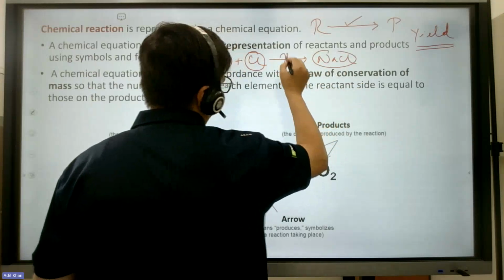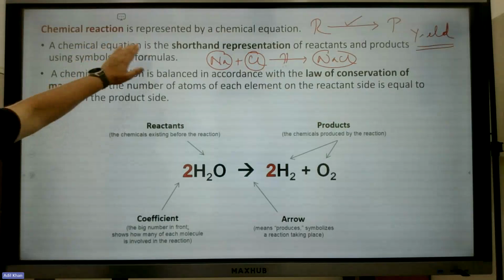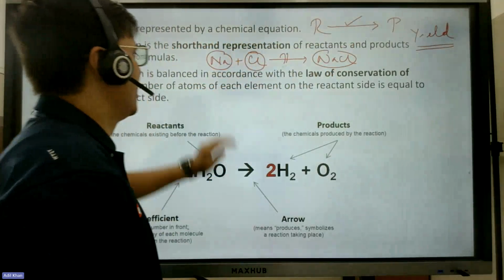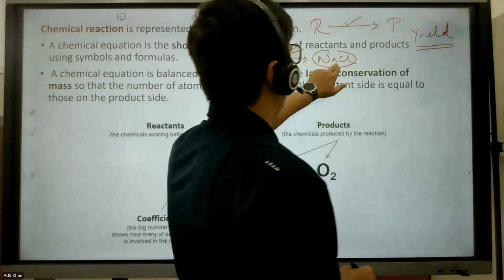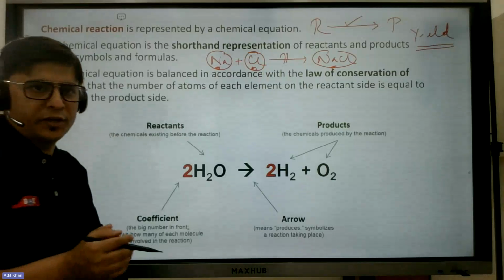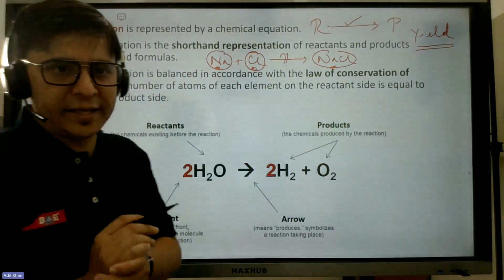And here are some specific conditions applied for formation of NaCl. So a chemical equation is a shorthand representation of reactants and products when they are represented using their symbols or formulas. So a chemical equation helps to represent the reaction. There are three things involved here.